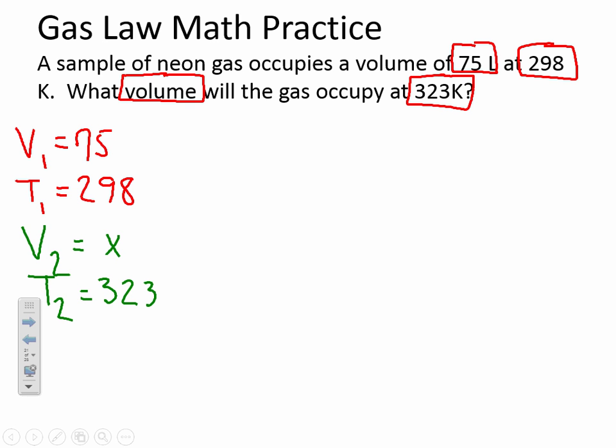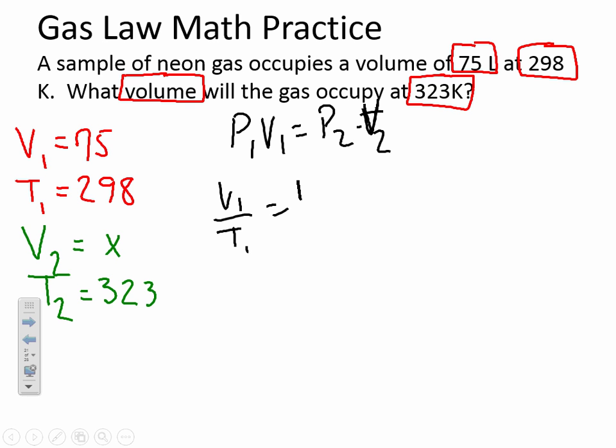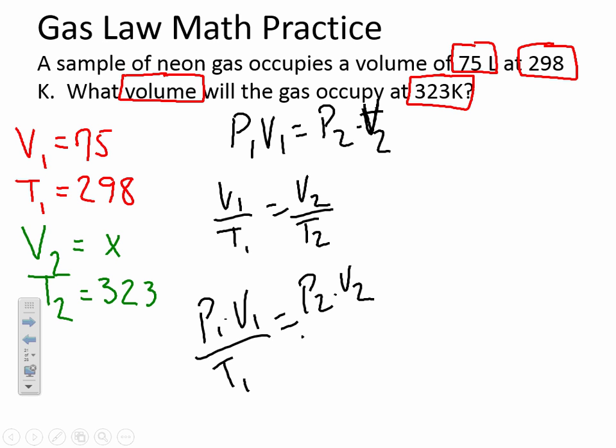Now you have a couple of choices to make. You have three equations: P1 V1 equals P2 V2; V1 over T1 is equal to V2 over T2; and the combined gas law, which is P1 times V1 over T1 is equal to P2 times V2 over T2. You have three equations to choose from. Which equation are you going to use?